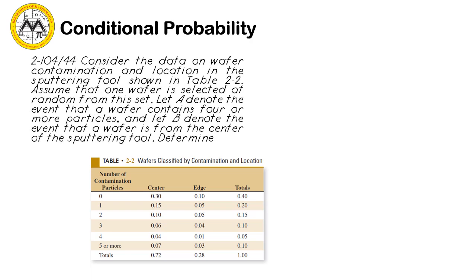Let's have an example for conditional probability. Consider the data on wafer contamination and location in the sputtering tool shown in the figure below, 2-2. Assume that one wafer is selected at random from this set. Let A denote the event that the wafer contains 4 or more particles. So 4 or more, that would be this group.